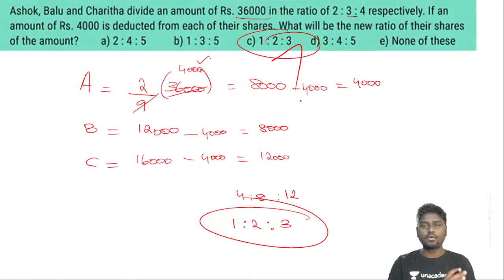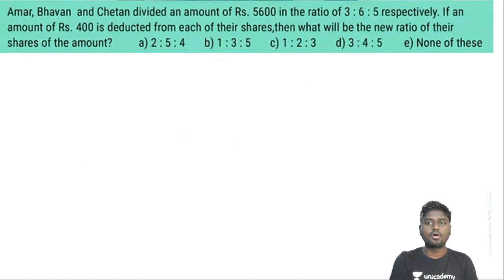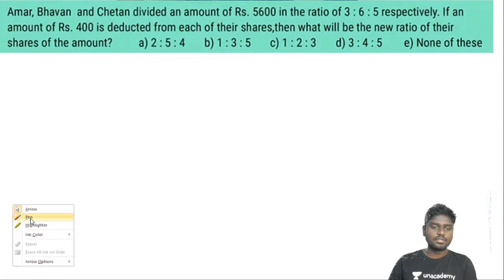Okay. Same kind of question. You just find the share, and after that, an addition or a deduction is made from each of their shares. You find a new ratio. So this is sort of one type of question which you can expect. Next question. Come on. Again, the same thing. Quickly we'll do this.